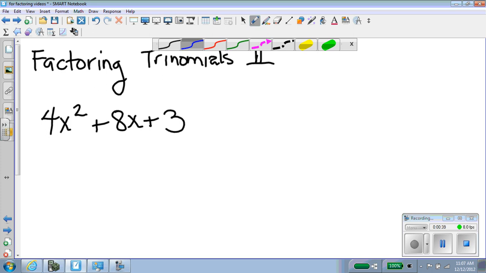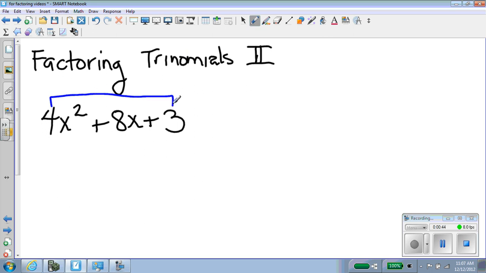Here's how that works. The first step is to multiply the leading coefficient times the constant. So 4 times 3 is 12. Then we want to do something similar to what we did in the last lesson. We want to look at all the factor pairs of 12 and find the factor pair that creates 8 as its sum. So 1 and 12, 2 and 6, 3 and 4. 2 and 6 make 8. So we're going to call this 2x and 6x.